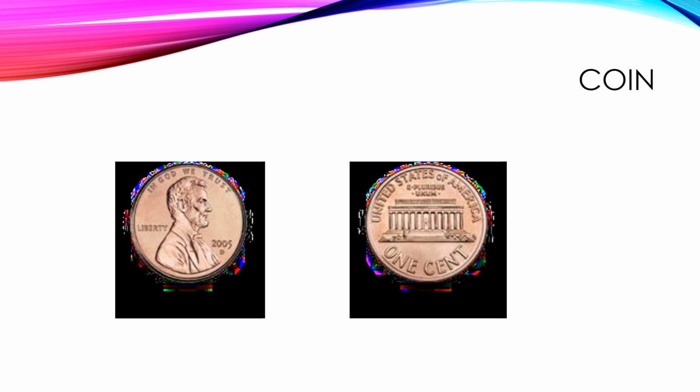A coin has both head and tail. There are two equally possible outcomes when we toss a coin, a head H or tail T. Therefore, the probability of getting head is 50% or 1/2, and the probability of getting tail is 50% or 1/2. All possibilities: H, T.